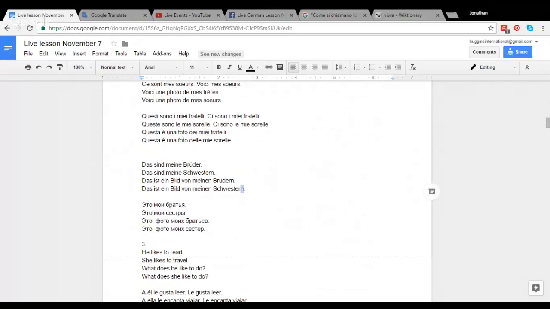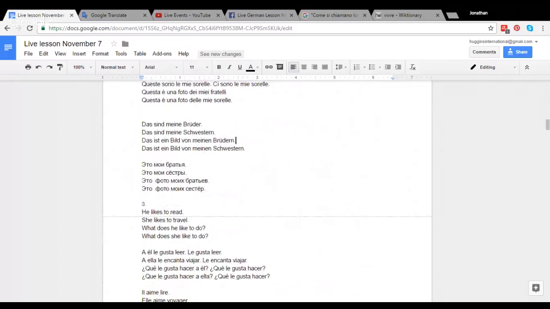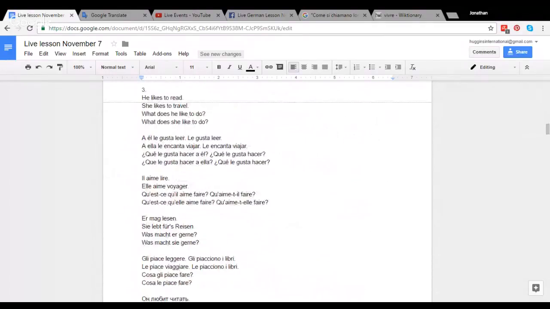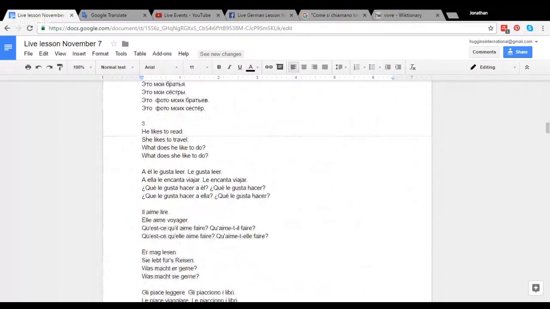So if I were just pointing at people in a room, I could say, das sind meine Brüder, das sind meine Schwestern. But if I had a picture of them, I could show a language exchange partner, or even live, I could show them a picture of these people if they were not present in a room. Talking about their likes and interests.